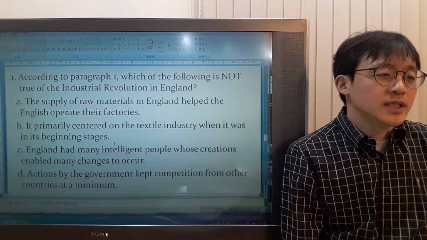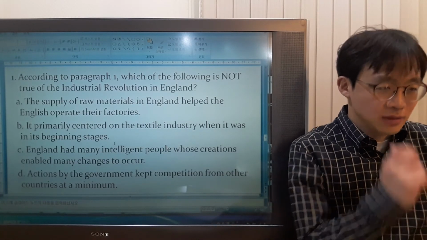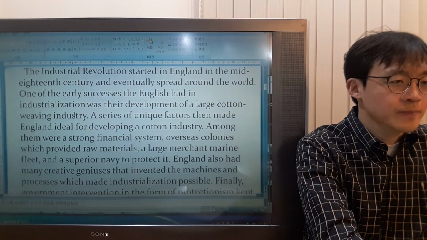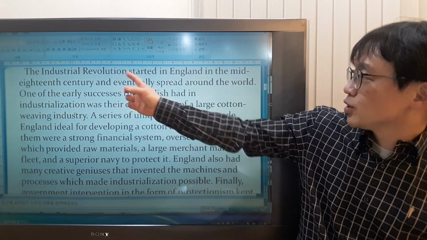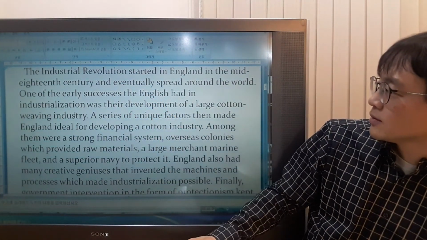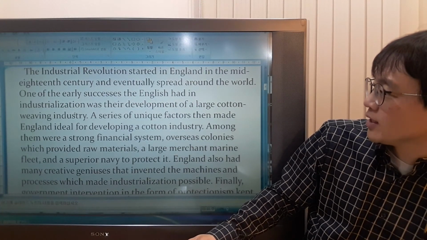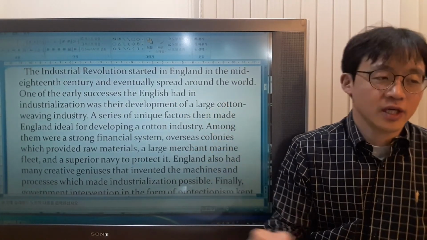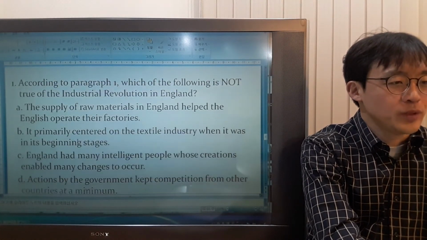B, it primarily centered on the textile industry when it was in its beginning stages. Is this right? The Industrial Revolution started in England, and one of the early successes the English had in their industrialization was their development of the cotton weaving industry. So it was in the early stage. So B is right.